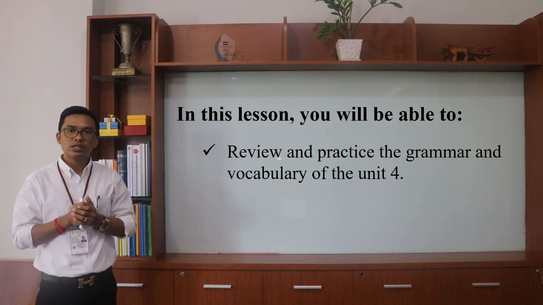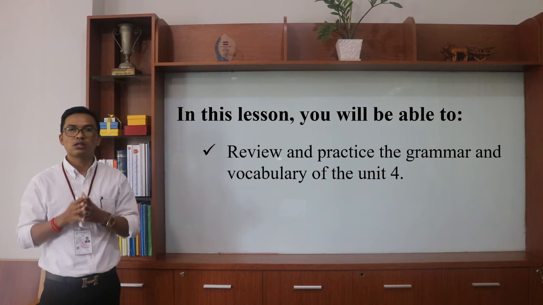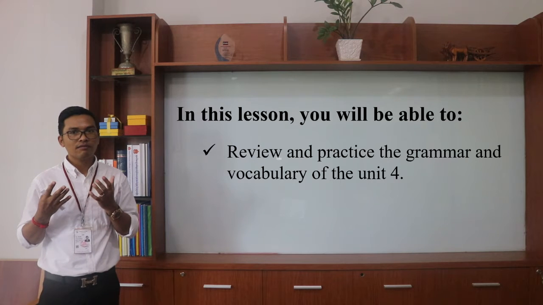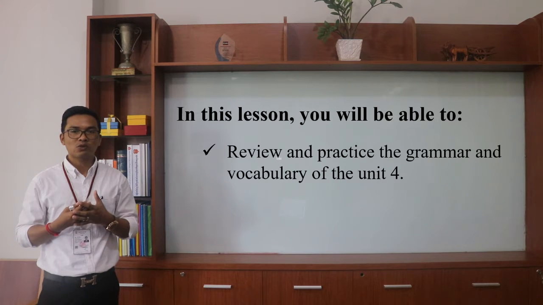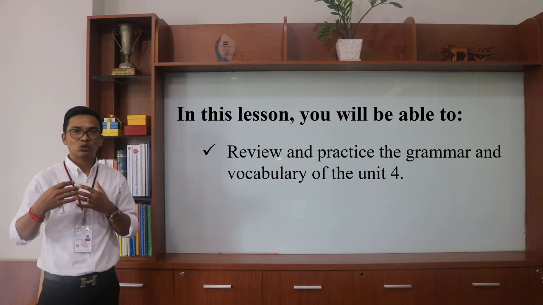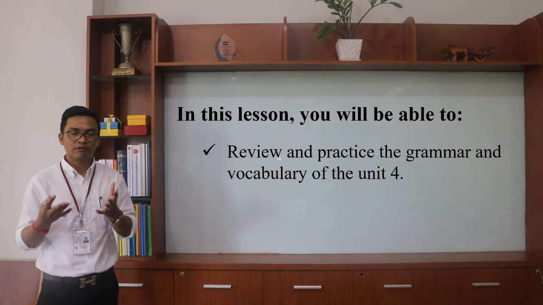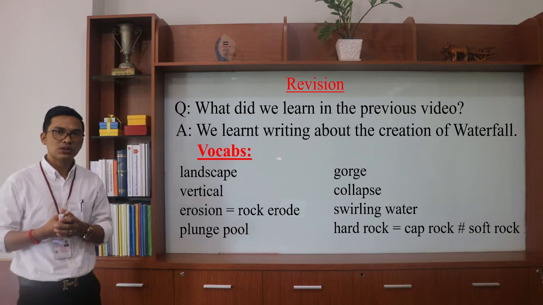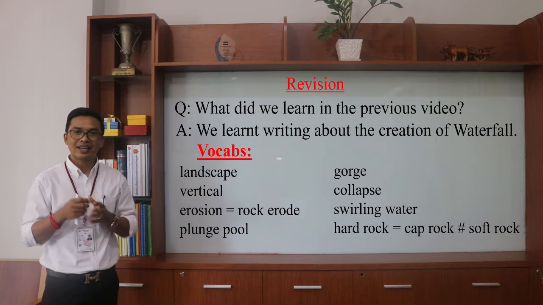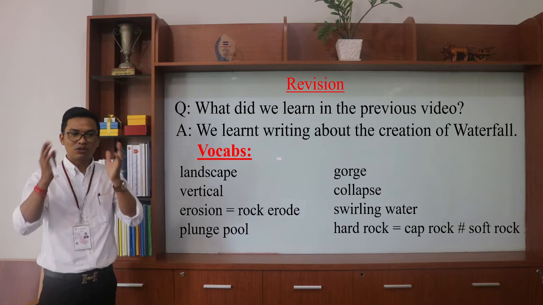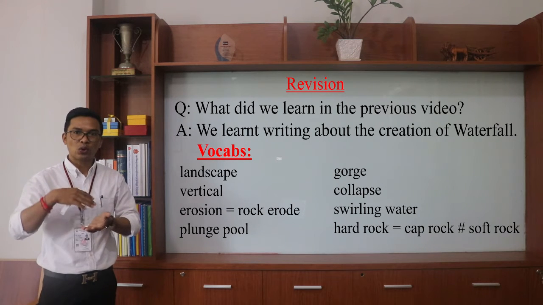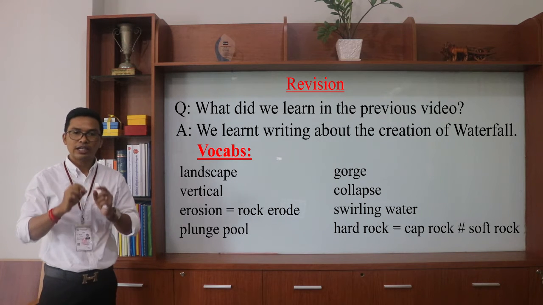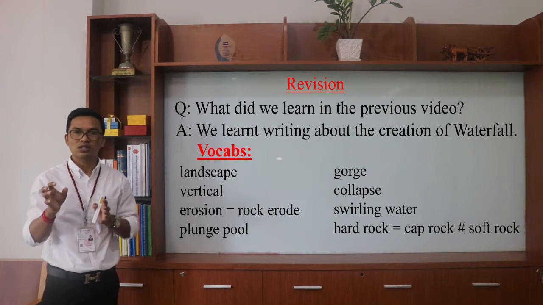Right, last week we talked about the creation of waterfalls, and you learned some important keywords as well as got homework, so I need to check with you a little bit. The vocabulary that you learned are landscape, a beautiful view, and vertical. Vertical is when something drops from the top to the bottom, and erosion, or rock erodes.